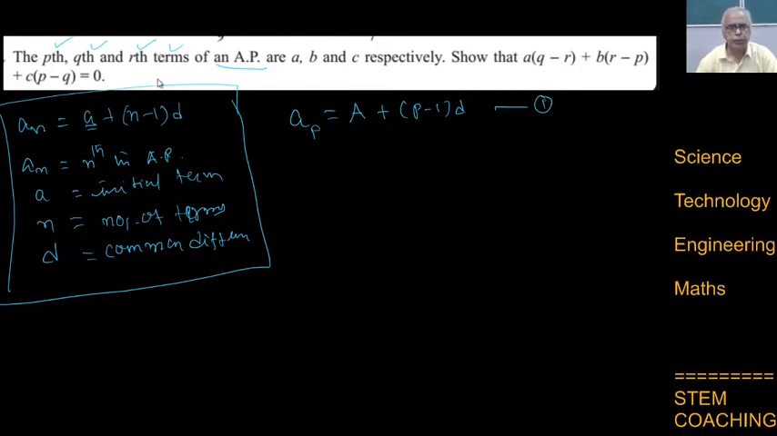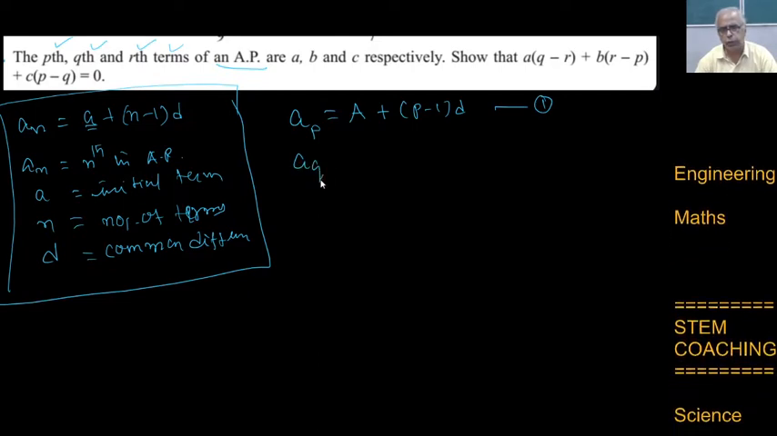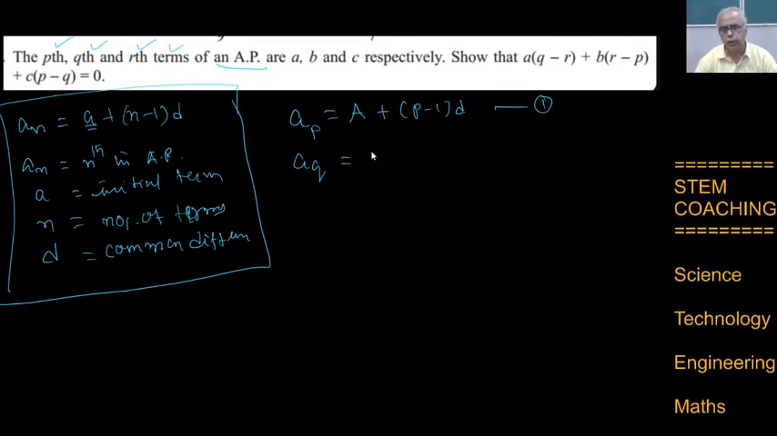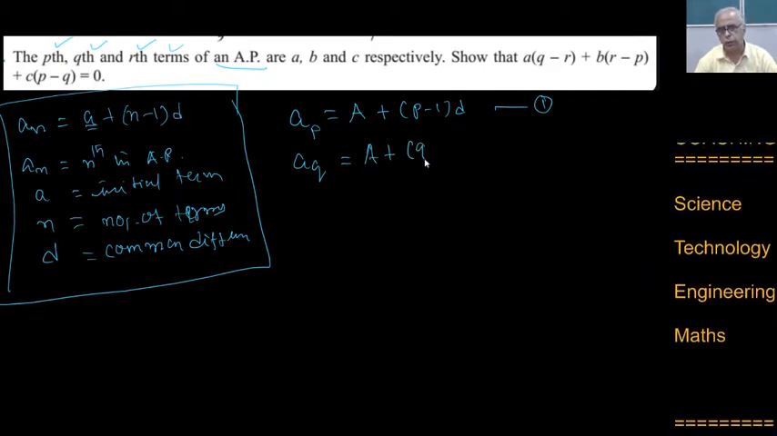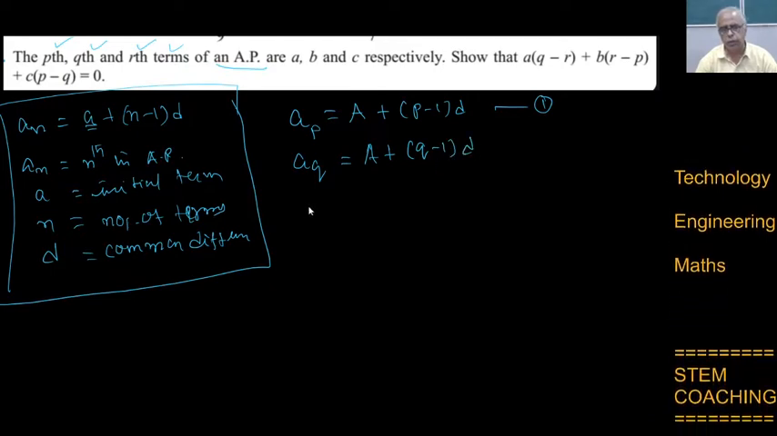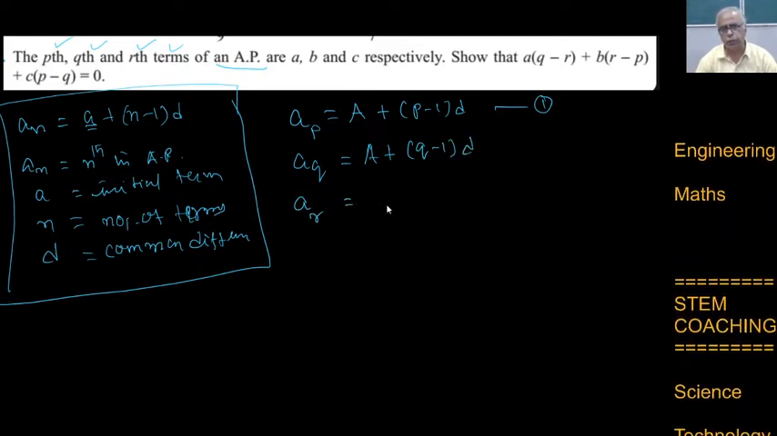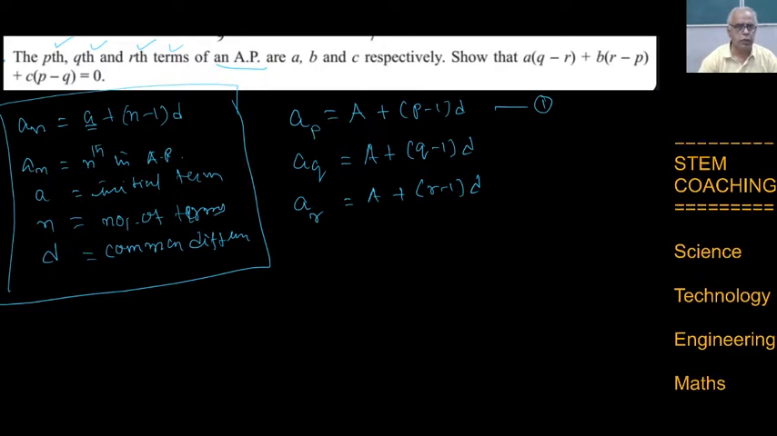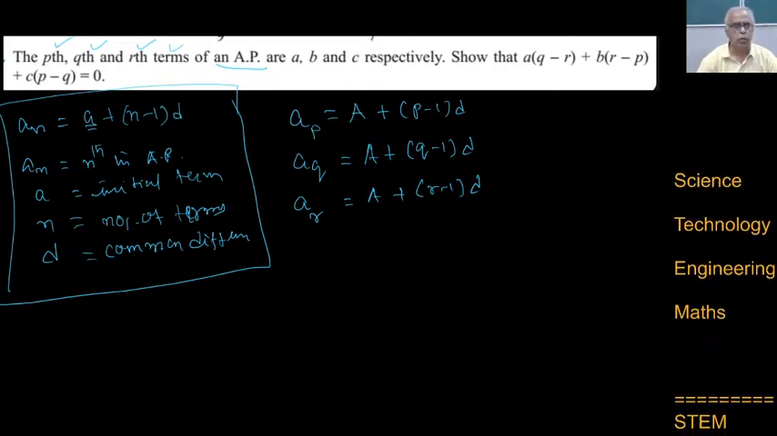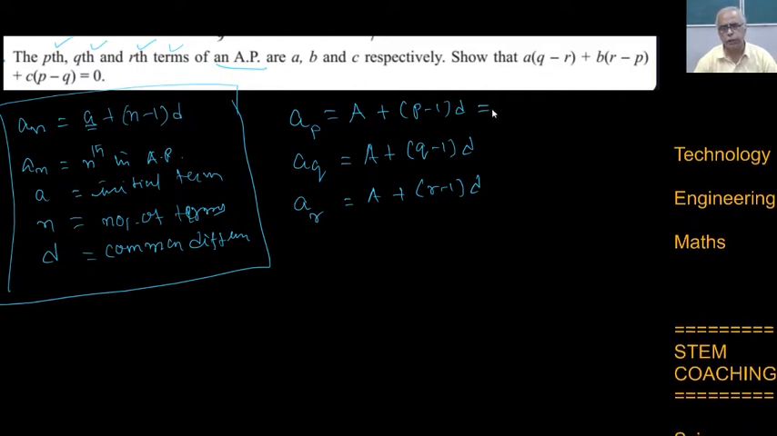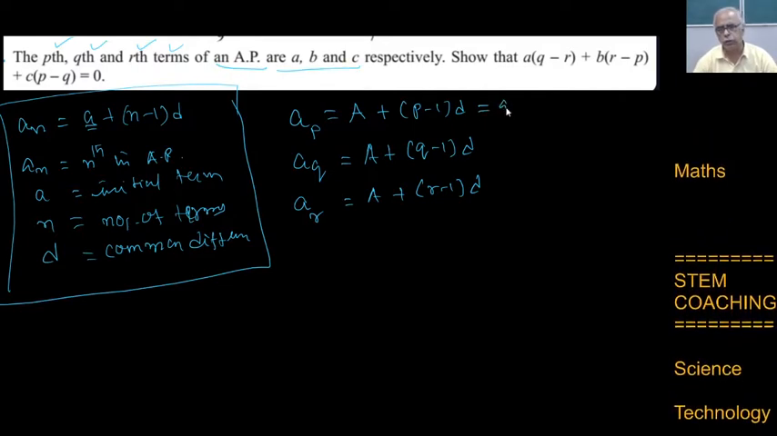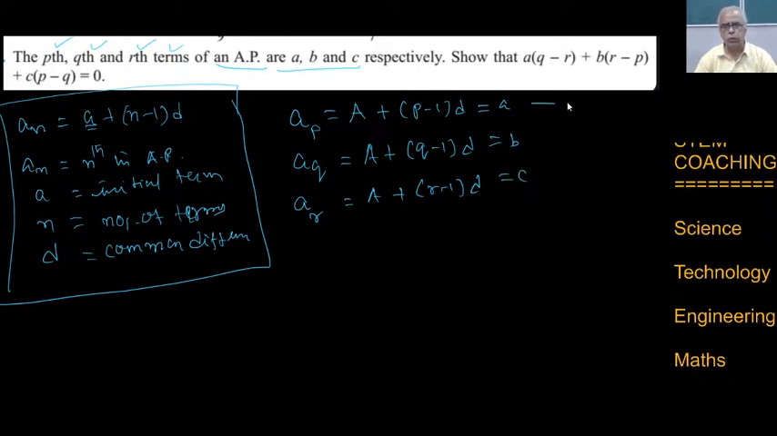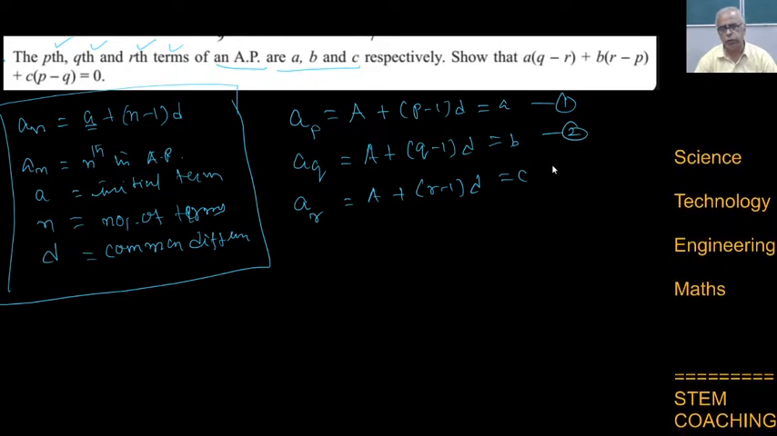Second equation, the qth term. B = a + (Q − 1)d, and the rth term is also given: C = a + (R − 1)d. In each case its value is given as A, B, C respectively. So the first one is A, the second is B, the third one is C. Let me consider these as equation 1, equation 2, equation 3.